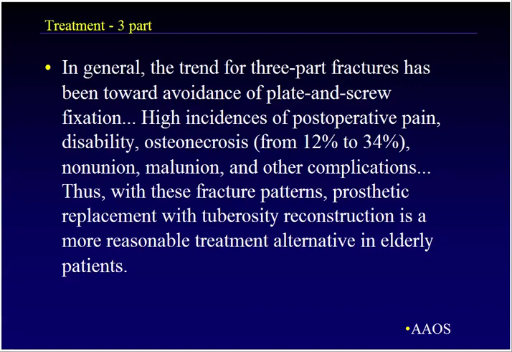With these fracture patterns, prosthetic replacement with tuberosity reconstruction is probably a more reasonable treatment alternative in elderly patients. So there you have it. That's the official statement from the Academy. And for most 3-part fractures in elderly, debilitated patients particularly, prosthetic replacement of the proximal humerus is probably the treatment of choice in comparison to ORIF.